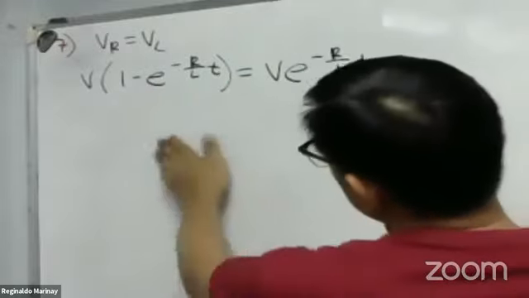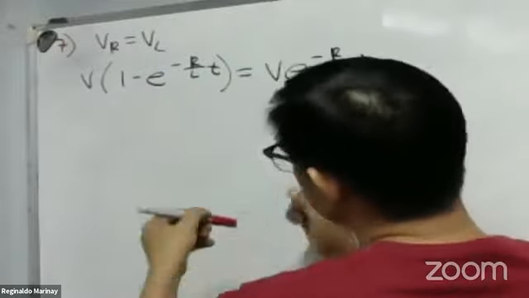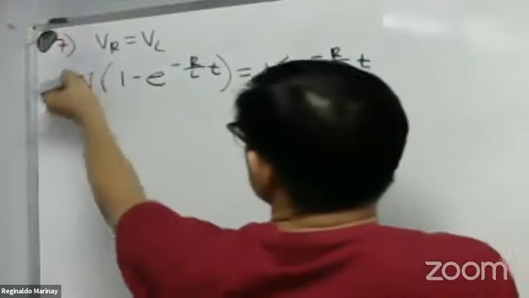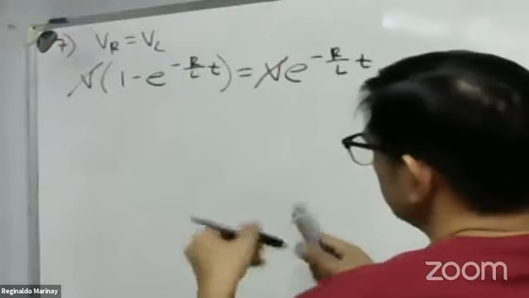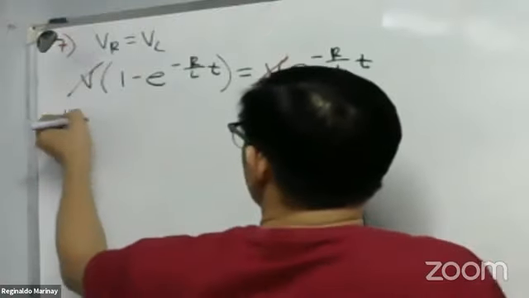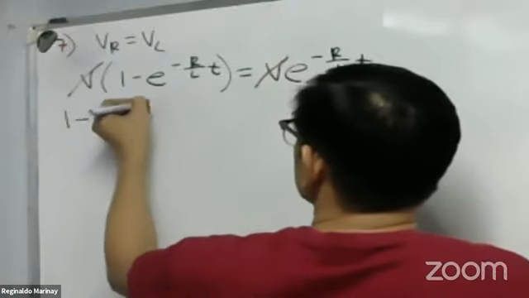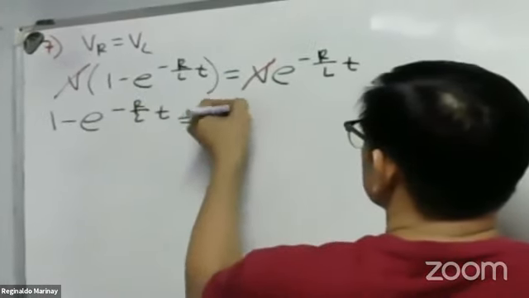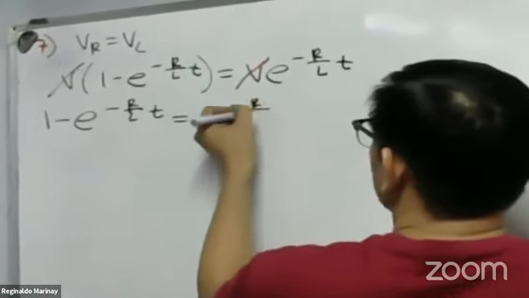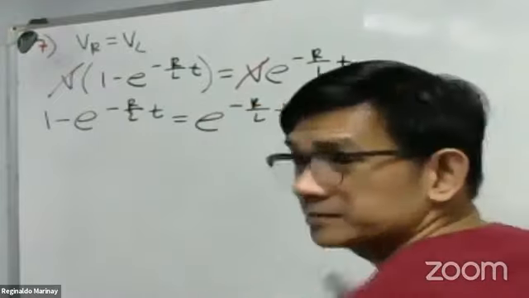Take a look here guys. What happened to our V? That will cancel out, right? So this is all that remains in our equation. We have 1 minus E raised to negative R over L times T, equal to E raised to negative R over L times T.